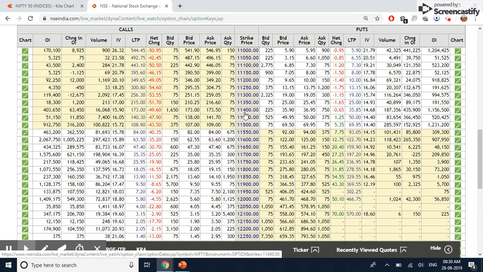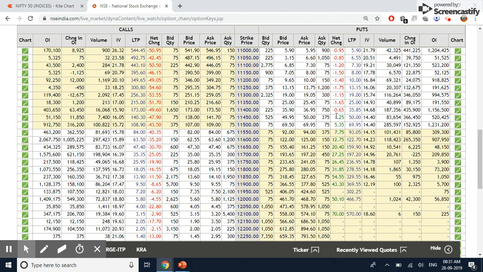Now at 11,400, the put writers or put sellers are selling the contracts. Reason being, the highest change in open interest is at strike price 11,400. It means 11,400 is going to be a very strong support for 30th of September.